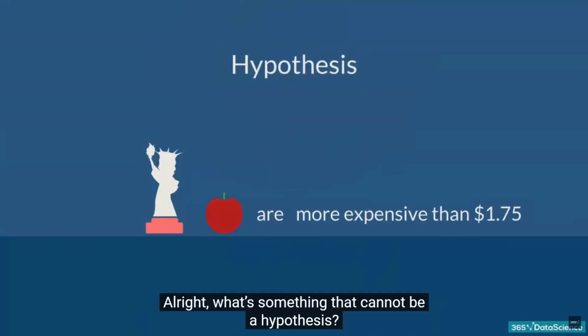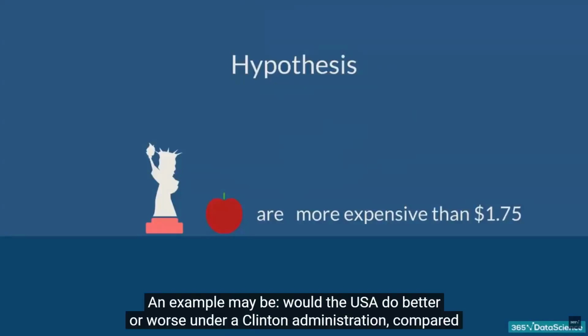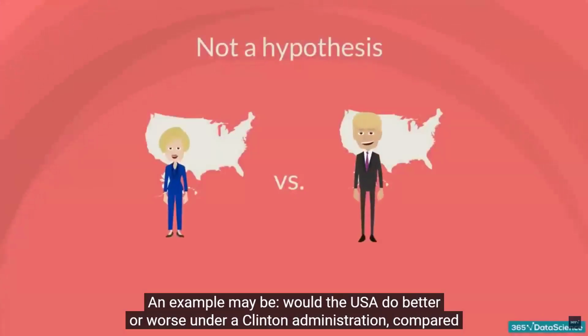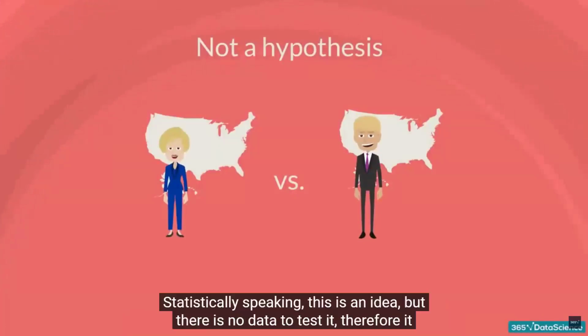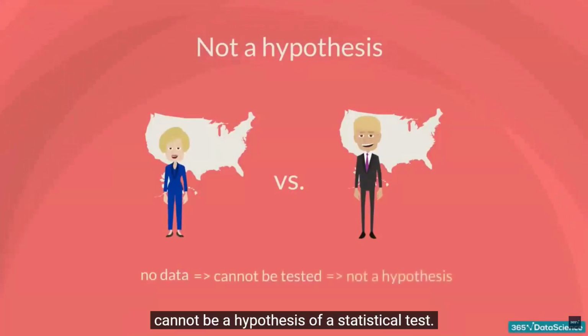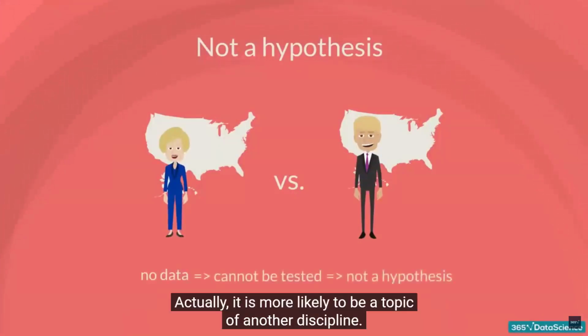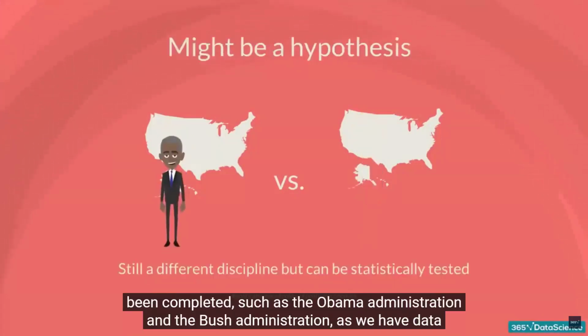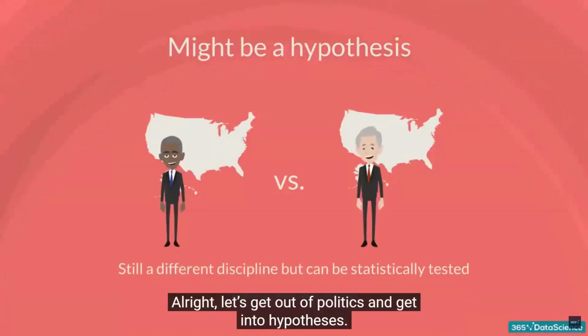Alright, what's something that cannot be tested with a hypothesis? An example may be: would the USA do better or worse under a Clinton administration compared to a Trump administration? Statistically speaking, this is an idea, but there is no data to test it. Therefore, it cannot be a hypothesis of a statistical test. Actually, it is more likely to be a topic of another discipline. Conversely, in statistics, we may compare different US presidencies that have already been completed, such as the Obama administration and the Bush administration, as we have data on both. Alright, let's get out of politics and get into hypotheses.